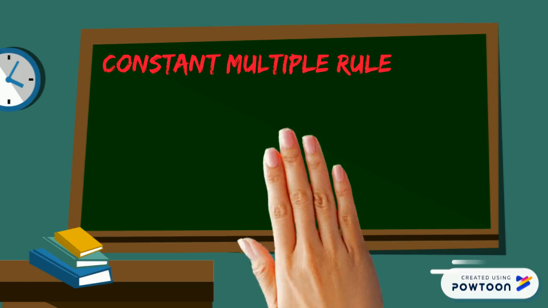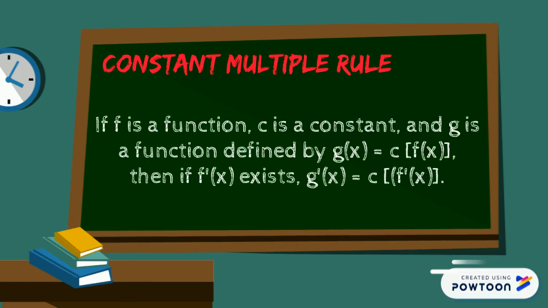Constant multiple rule of differentiation. If f is a function, c is a constant, and g is a function defined by g of x is equal to c times f of x, then if f prime x exists, g prime x is equal to c times f prime of x.